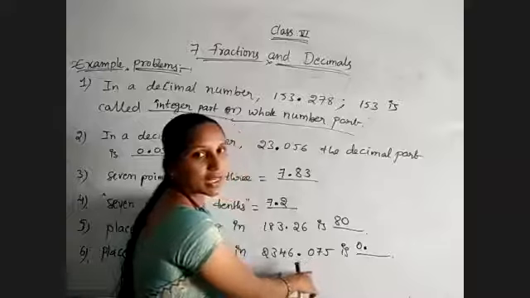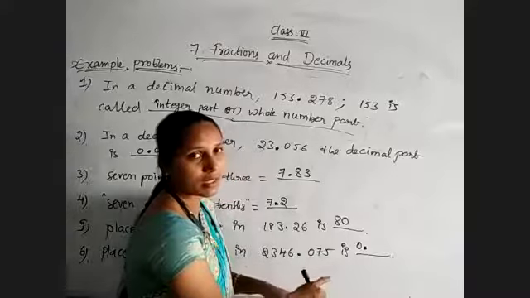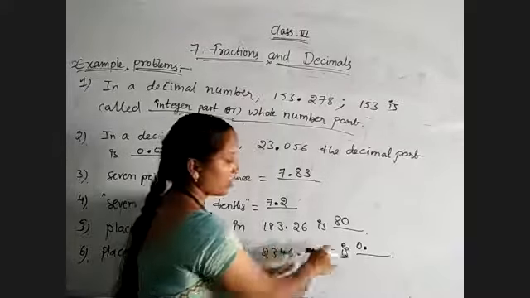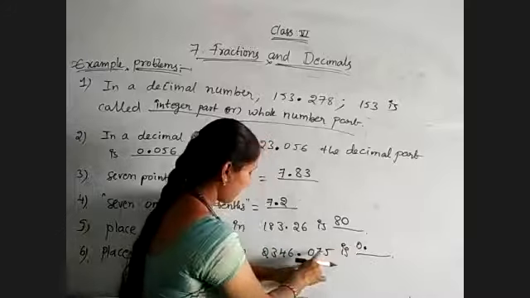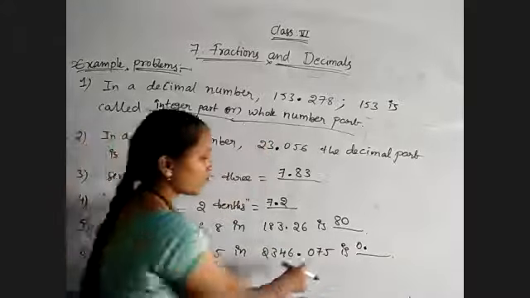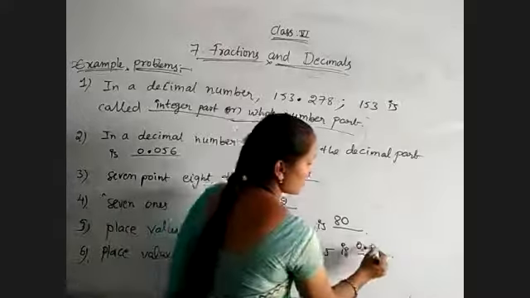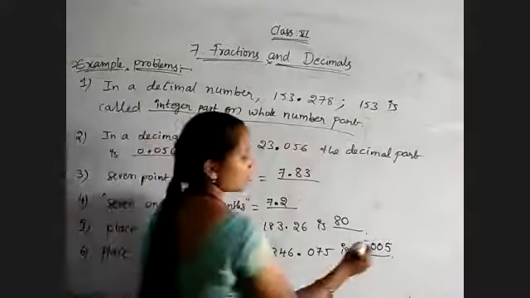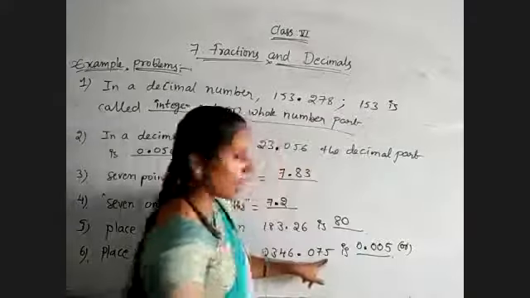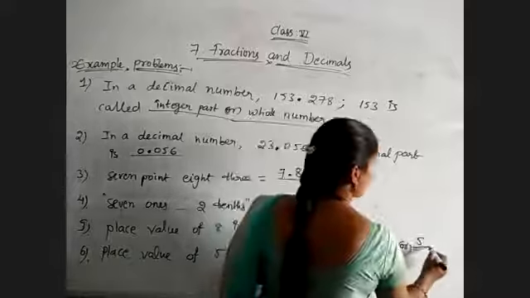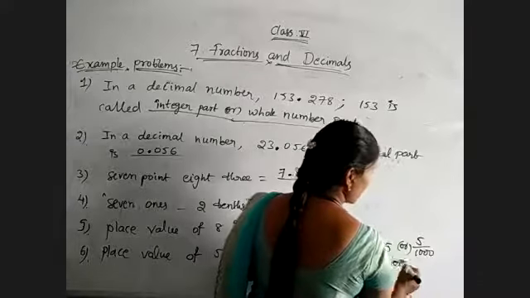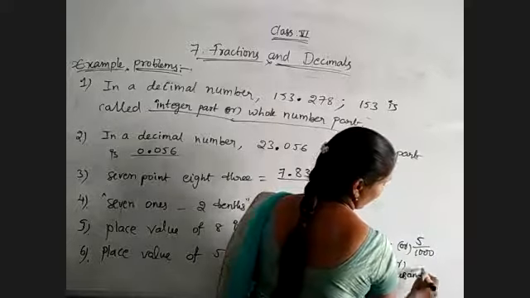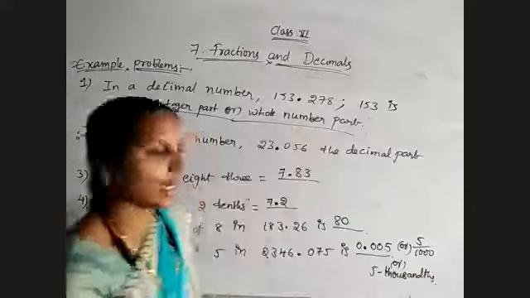When we are writing the place value of a decimal digit, the whole number part will become 0. So 0 point. Before 5, two numbers are there. So those two places we must keep zeros. 0.005 in decimal notation. Otherwise, 5 is in thousands place. So 5 by 1000 in fractional form. Otherwise, in words, 5 thousands. So like this we can write.